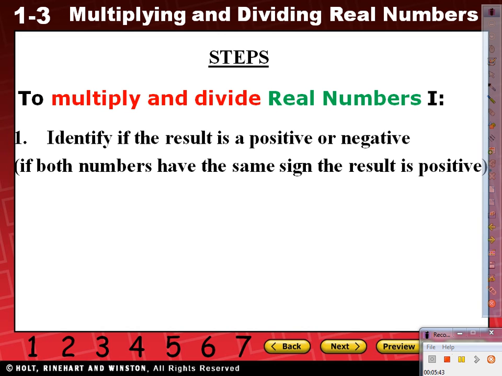And once again, this is for multiplication and division. If both numbers have the same sign, the result is positive. Tell your neighbor the rule.